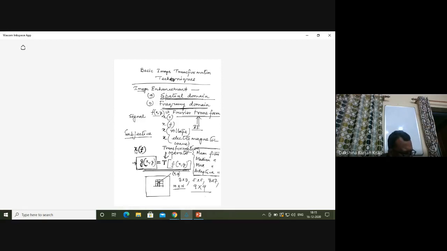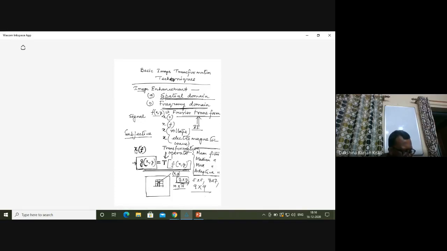Now this transformation operator will work on this input pixel x comma y. That means the dimension of the transformation operator is 3 by 3. That is why this 3 by 3 neighborhood is defined around the point x comma y. Now we are going to transform, or manipulate, the intensity value or gray level value at x comma y with the given transformation operator.